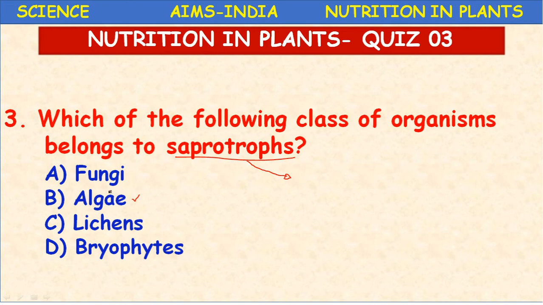It is a non-green plant and cannot photosynthesize, whereas lichens also undergo photosynthesis because they are a combination of algae and fungi. So you can see autotrophic nutrition. And the bryophytes are a group of plants that are also green in color. They can undergo photosynthesis. So here the saprotroph is fungi.